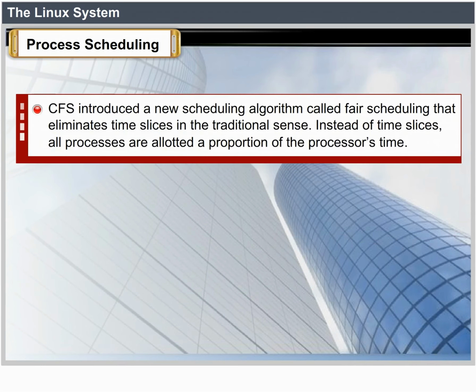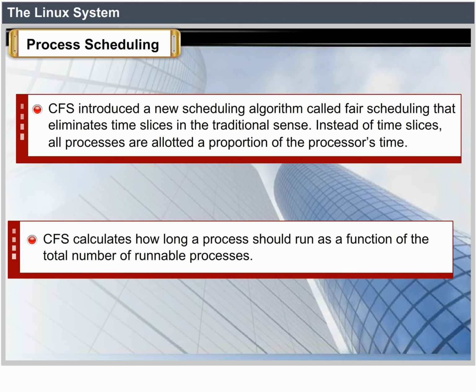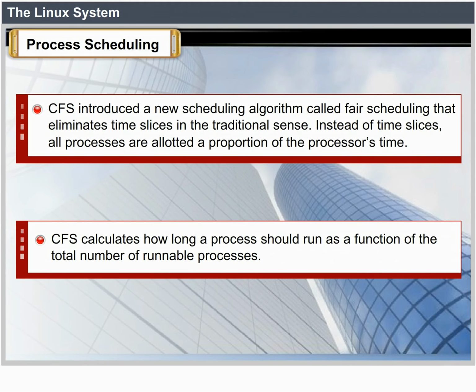CFS introduced a new scheduling algorithm called fair scheduling that eliminates time slices in the traditional sense. Instead of time slices, all processes are allotted a proportion of the processor's time. CFS calculates how long a process should run as a function of the total number of runnable processes.